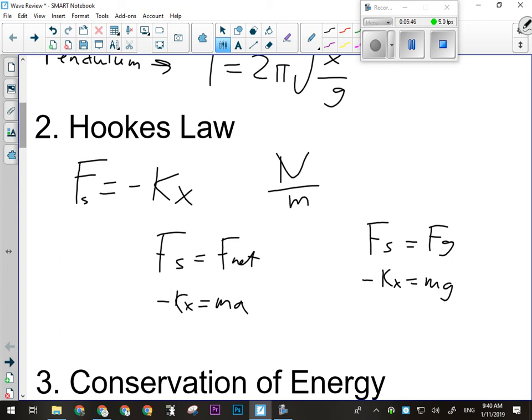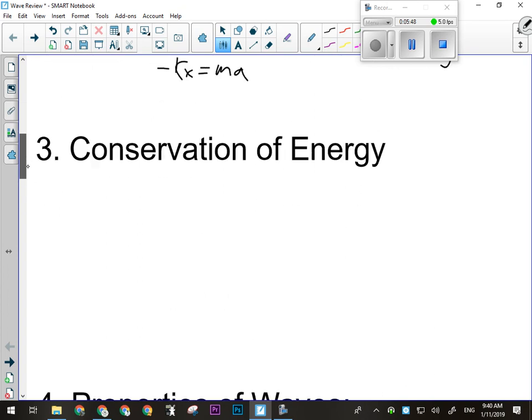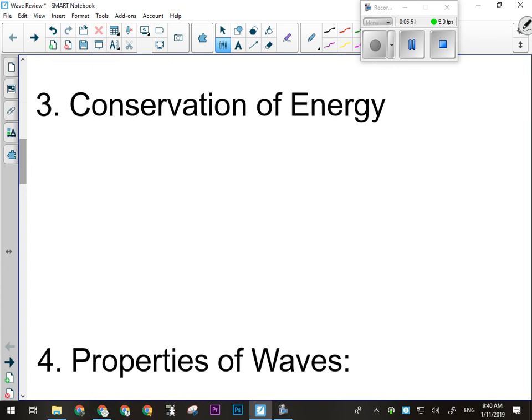All right, so conservation of energy. Big point there, but it wasn't really anything new. We know that mechanical energy is conserved unless we're told otherwise. It's just that for a mass on a spring, we have to use a different form of potential energy. That is elastic potential energy.